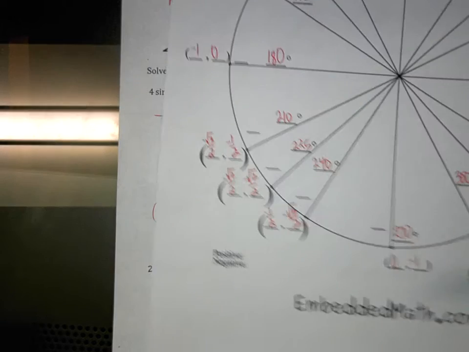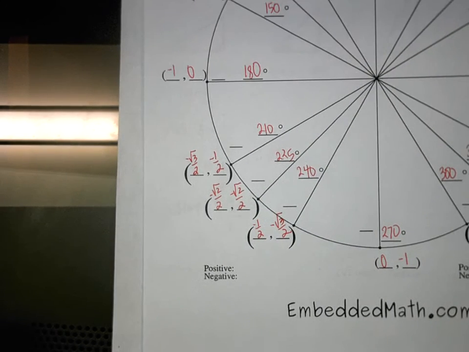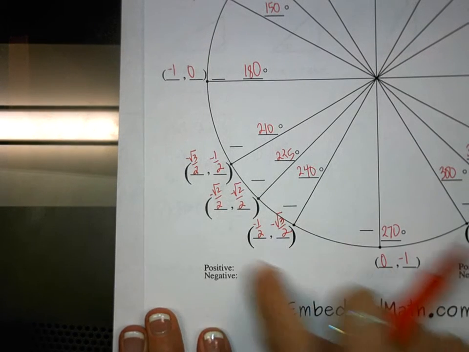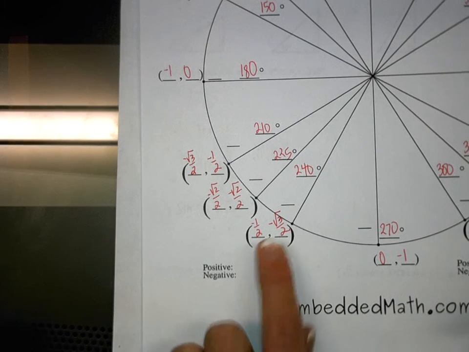Okay? In quadrant 3, where is y root 3 over 2? 240. And you notice that there's other root 3's over 2's, right? So you have to be careful that you're looking for the one that's in the y spot. And see how this is in the y spot. That's 210 degrees.